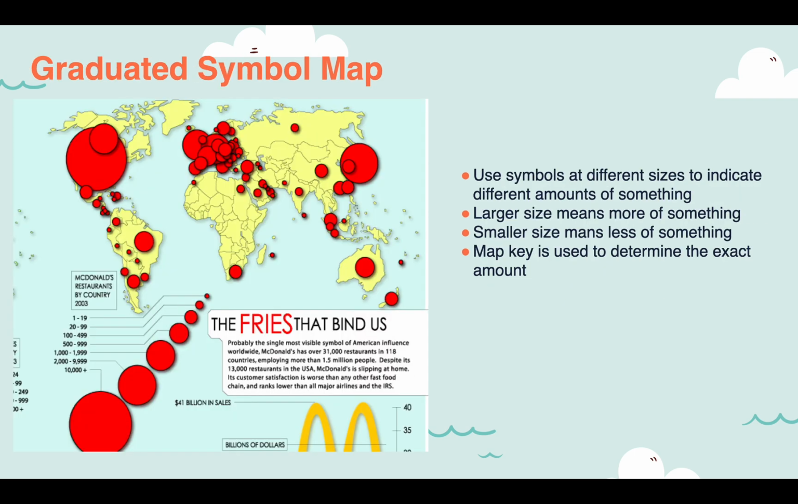Graduated symbol maps use symbols of different sizes to indicate different amounts of something. The larger the size of the symbol, it means there's more of something. The smaller the size, it means that there's less of that something. The map key is used to determine the exact amount.